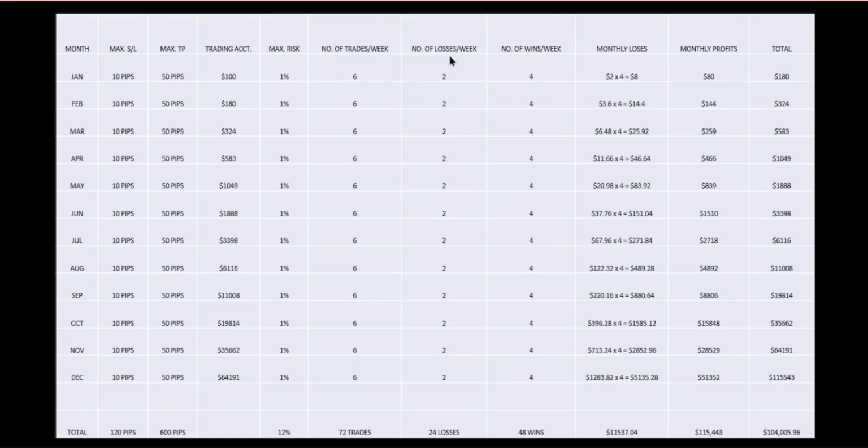All right? Now, number of losses per week. Out of the 6 trades, we will lose at least 2 trades. All right? At least 2 trades. If you are a careful trader, at least you should be able to win 4 trades in a week and lose 2 trades. Now, this 2 trades is constant. This 6 trades per week is also constant.